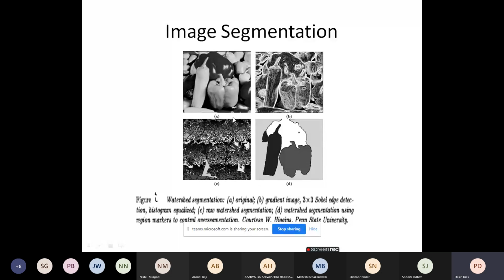The year before last, your seniors did a project on the Sobel operator related to image processing. You should try to find project thesis reports kept in the library which are based on the Sobel operator. So this is one of the areas where you can work on image segmentation properties.